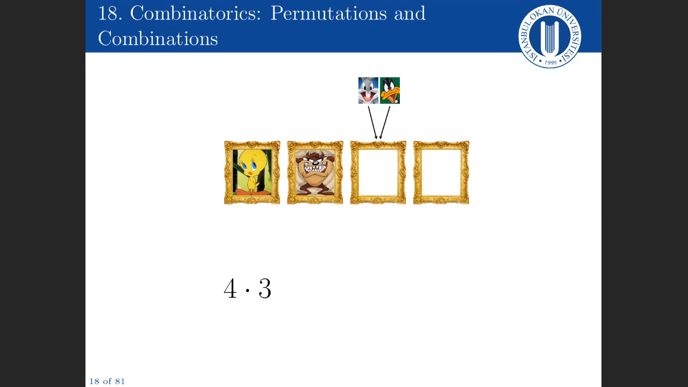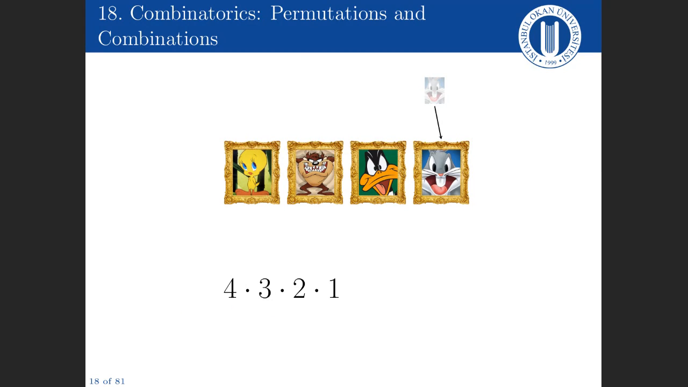And then we move on to the second picture frame. Now we have 3 pictures to choose from. We're going to choose 1 of these 3 pictures. So far we have 4 multiplied by 3 choices. Move on to the next picture frame. There's 2 pictures left. We have 2 choices of which picture to put in. So far we have 4 multiplied by 3 multiplied by 2 choices. And then finally, we have 1 picture to put in the final picture frame. So 4 multiplied by 3 multiplied by 2 multiplied by 1, or 4 factorial, or 24 different ways to arrange these 4 pictures.